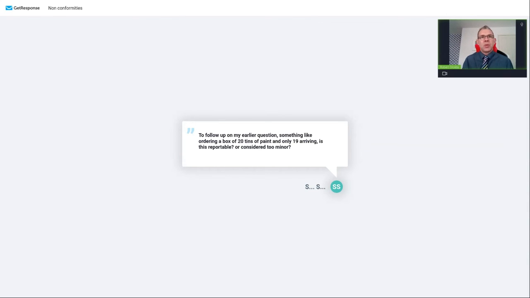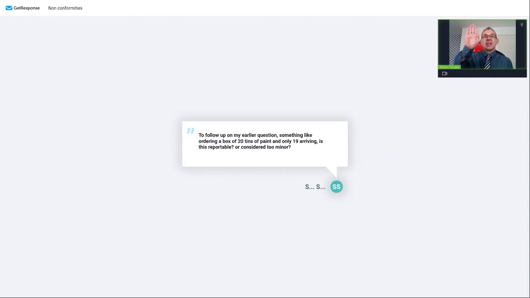Something like ordering a box of 20 tins of paint and only nine arriving. Is this reportable or considered too minor? Right. So I think you may raise it as a non-conformance, and again, it might not stop you from being able to distribute that paint, but what you need to be aware of, you're paying for 20 tins of paint and only 19 arriving.